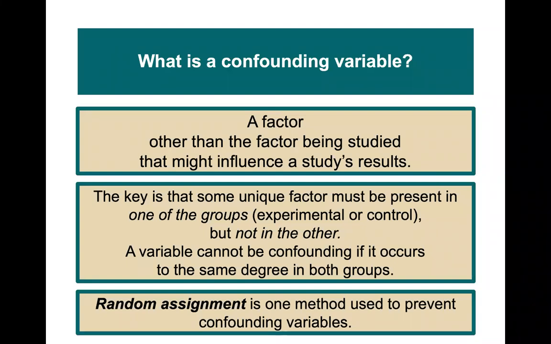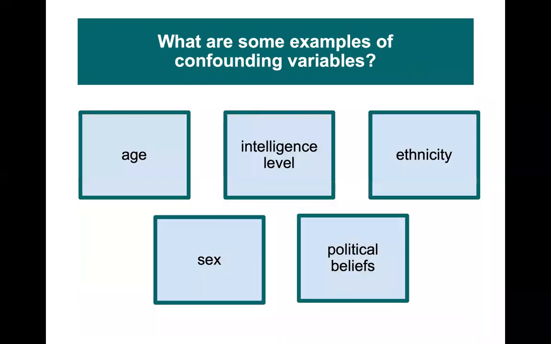So how we combat this as scientists, this idea of confounding variables, is to utilize random assignment to experimental versus control groups. So what are some typical confounding variables that can happen? Age, intelligence level, ethnicity, sex, political beliefs. If you have an experimental versus a control group, you want to make sure you have a distribution of each of those within both of the groups that is very similar. Otherwise, it could end up being a confounding variable.